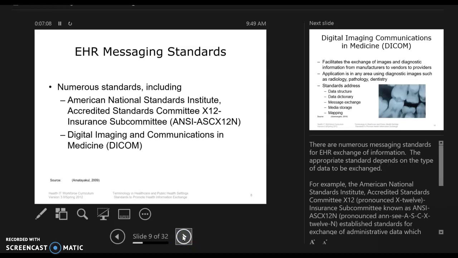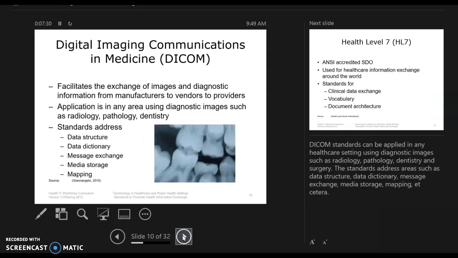There are many messaging standards for exchange of information. The appropriate standard depends on the type of data to be exchanged, and there's some listed here. One example, digital imaging and communications in medicine. So if you think about images, that is considered DICOM. DICOM standards can be applied in any healthcare setting using diagnostic images such as radiology, pathology, dentistry, and surgery. The standards address areas such as data structure, data dictionary, message exchange, media storage, mapping, and so on.